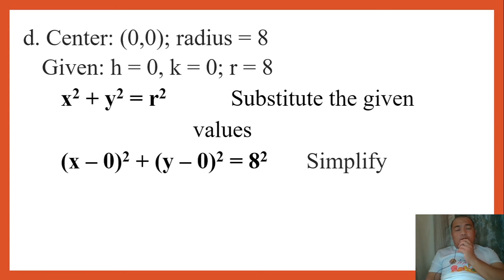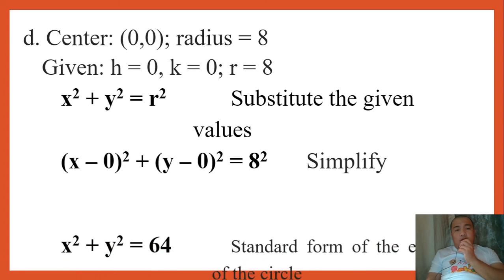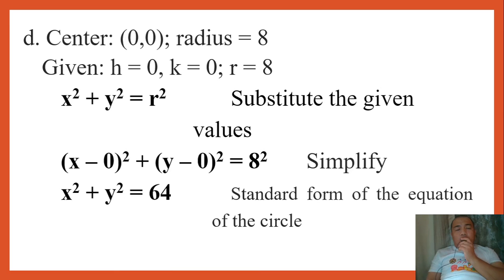So just substitute. x minus 0 squared plus y minus 0 squared equals 8 squared. Therefore, the equation of the circle whose center is at 0, 0 and radius is 8 is x squared plus y squared equals 64. Yeah, 8 times 8 is 64.